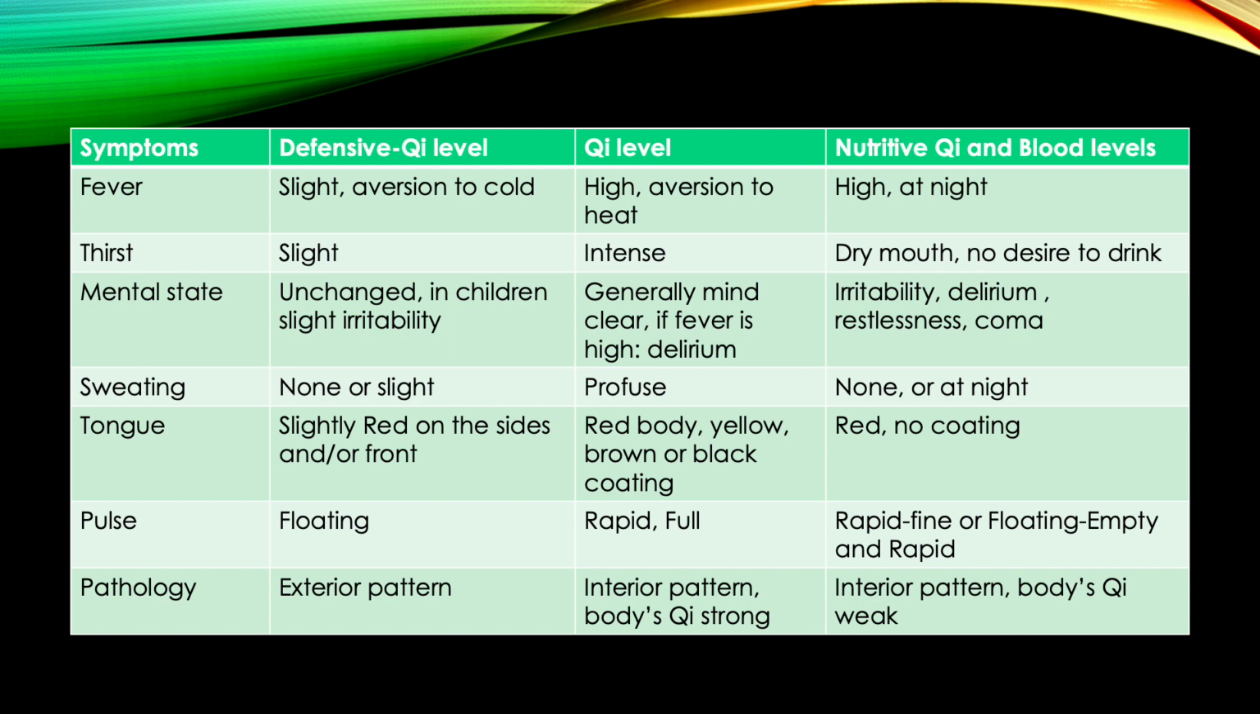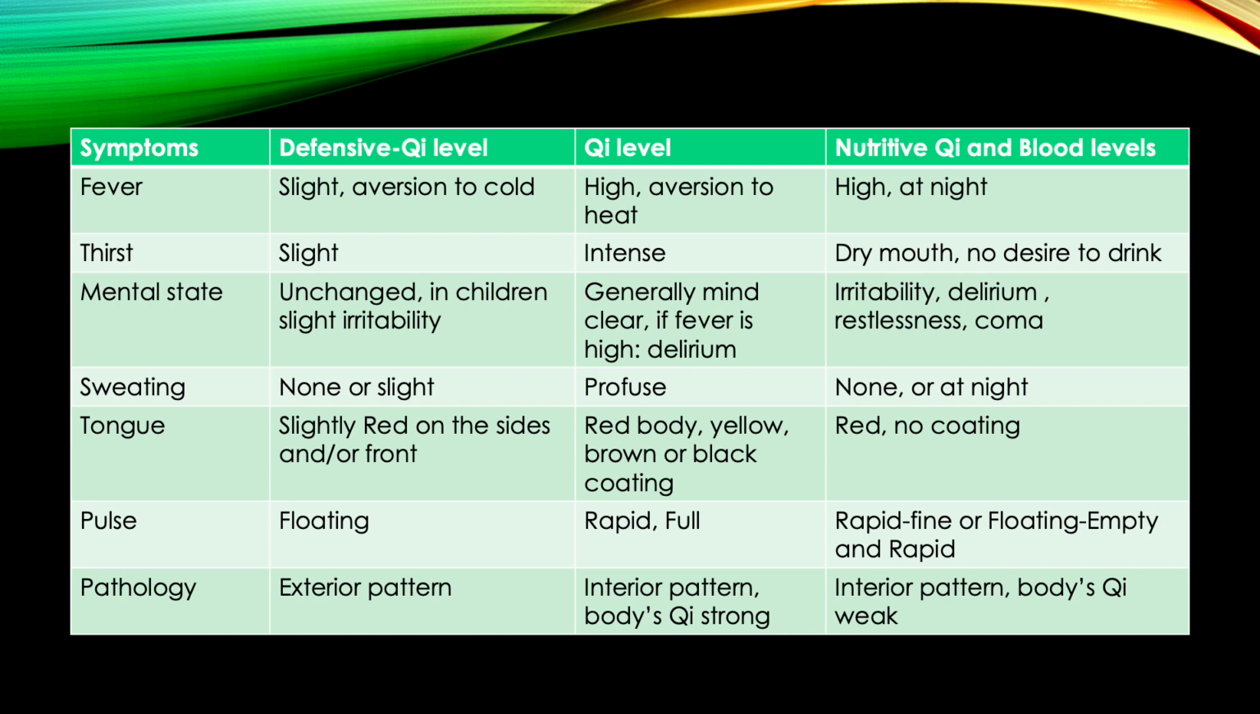This table illustrates the differences between the 4 levels. Fever is slight at the defensive qi level with aversion to cold. At the qi level, the fever is high with aversion to heat. At the nutritive qi and blood levels, fever is high and at night. Thirst is slight at the defensive qi level, and thirst is intense at the qi level. And at the nutritive qi and blood levels, there is dry mouth but no desire to drink.